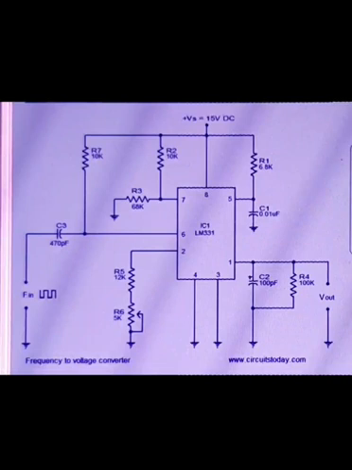It is an 8-pin IC. The source is connected to pin 8 and the supply is 15 volt DC. Pins 3 and 4 are connected to the ground. The input frequency is given at pin 6 and the output voltage is taken from pin 1. The input frequency is differentiated by using the resistor R7 and the capacitor C3, and then the resultant pulse train goes to pin number 6.